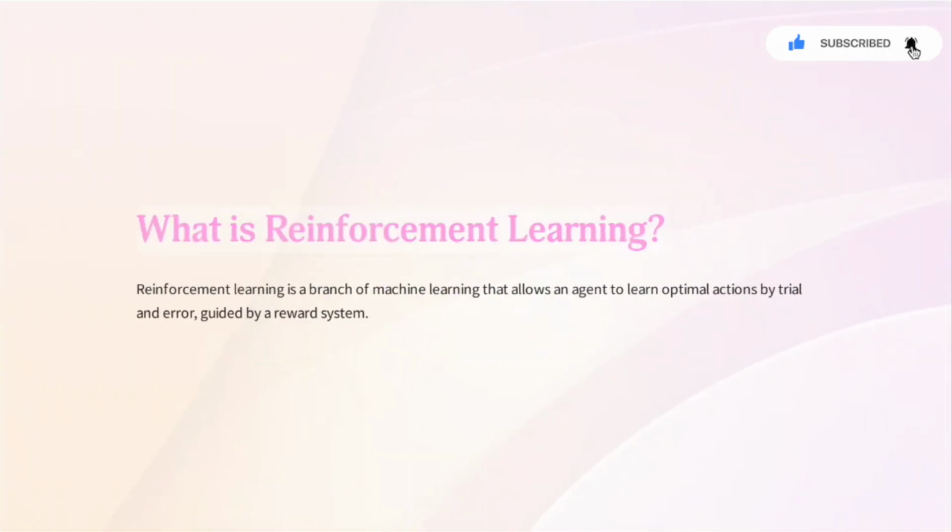What is reinforcement learning? Reinforcement learning is a branch of machine learning that allows an agent to learn optimal actions by trial and error, guided by a reward system.